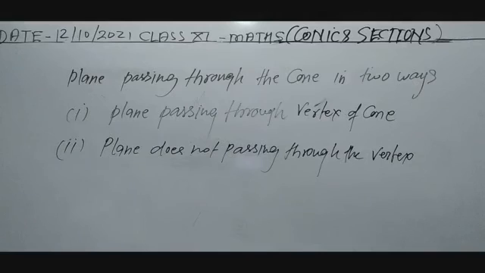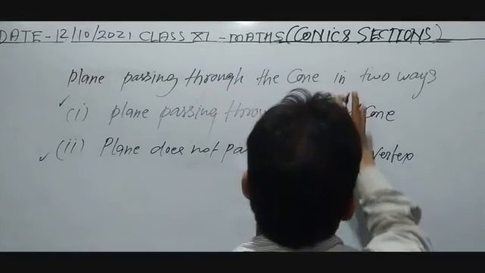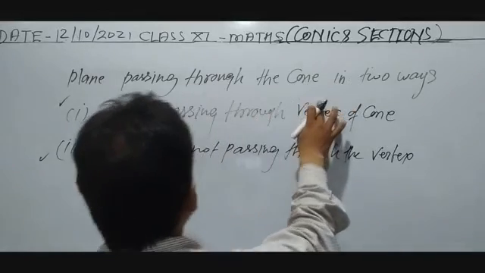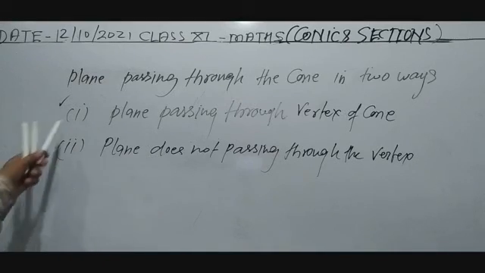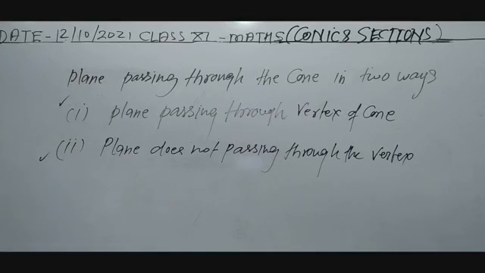Now in the next lecture we will talk about these points. When the plane passes through the vertex of cone, that is degenerate of cone, and this is generate of cone. Through the second point you will get the section of cone, and through the first point you will not get any section. So these are the two points you will see in the next lecture.